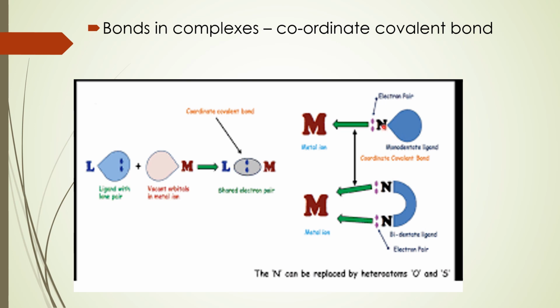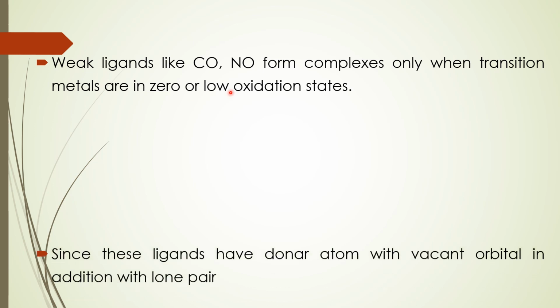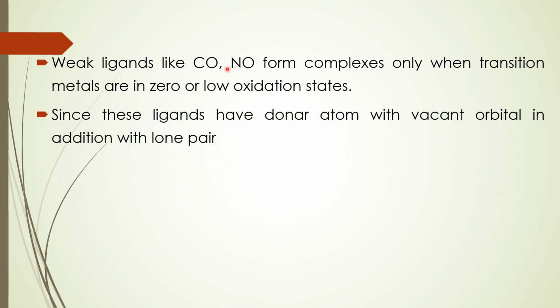Now you can have not only nitrogen, but also oxygen and sulfur, which also have a lone pair of electrons that are readily involved in donation into the vacant orbitals of the metal. For example, weak ligands like CO, carbon monoxide, and nitric oxide form complexes only when the transition metals are in a zero or a low oxidation state, since these ligands have a donor atom with a vacant orbital in addition to the lone pair.